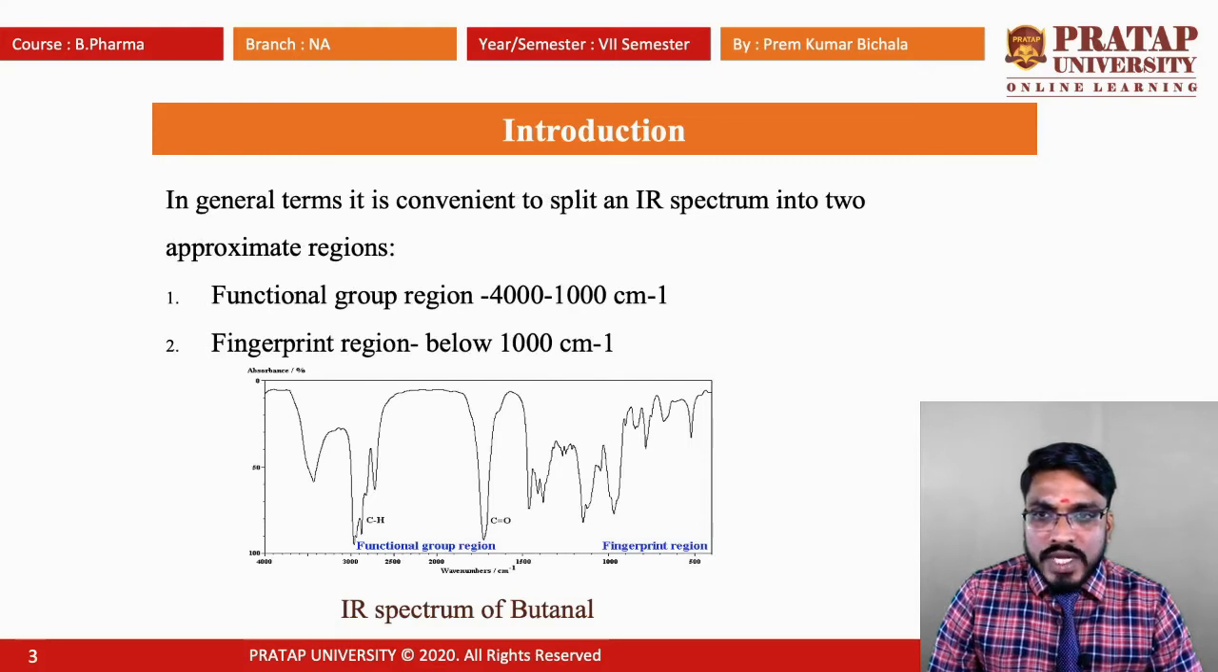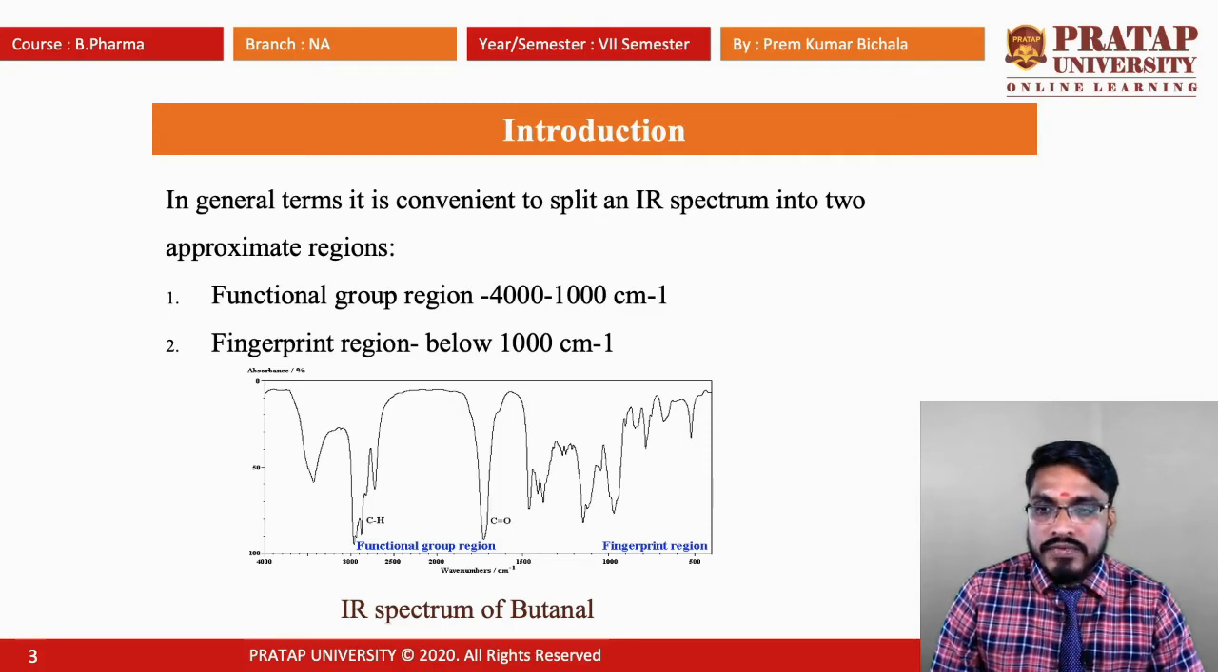In general terms, it is convenient to split an IR spectrum into two approximate regions. The first one is the functional group region, which is 4000 to 1000 centimeter inverse. The second one is the fingerprint region, which is below 1000 centimeter inverse.